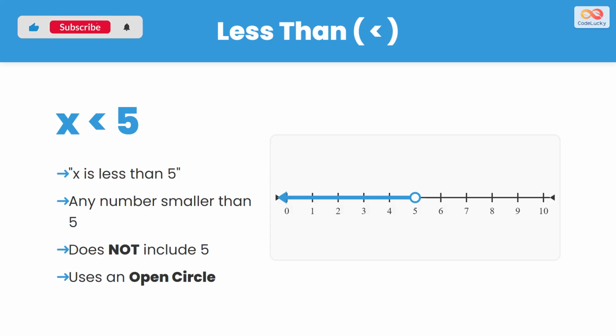Next is the less than symbol. If we have the statement x is less than 5, we are looking for numbers smaller than 5. This could be 4, 0, or negative numbers. Just like before, 5 is not included. So, we place an open circle at 5 and draw our arrow pointing to the left, where the numbers get smaller.